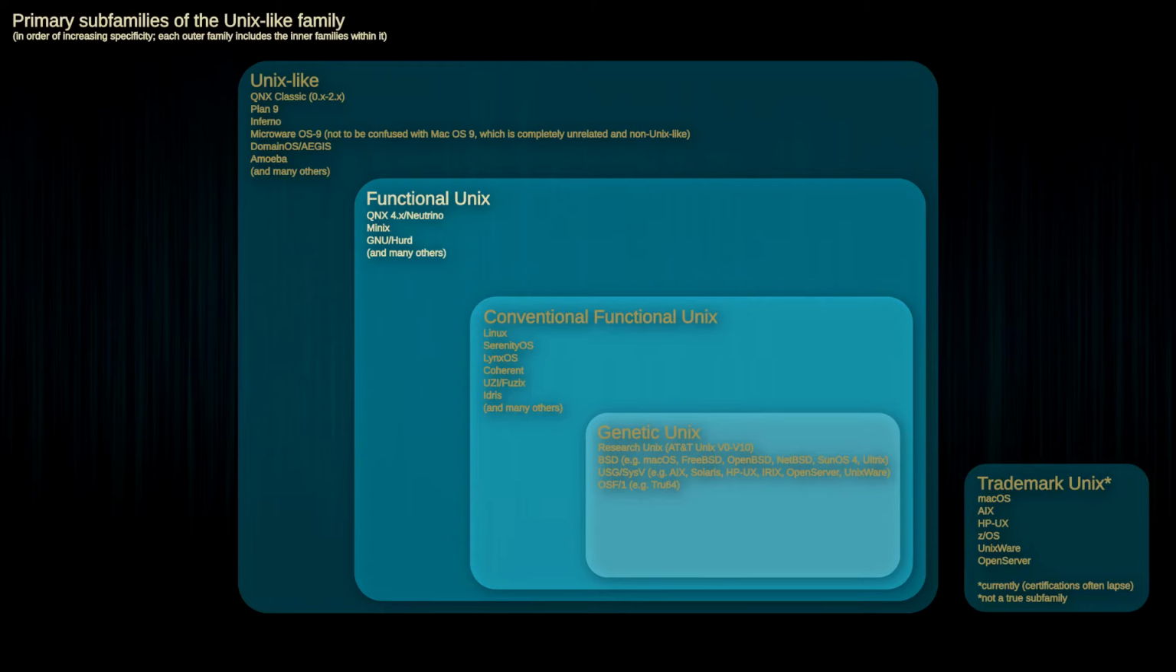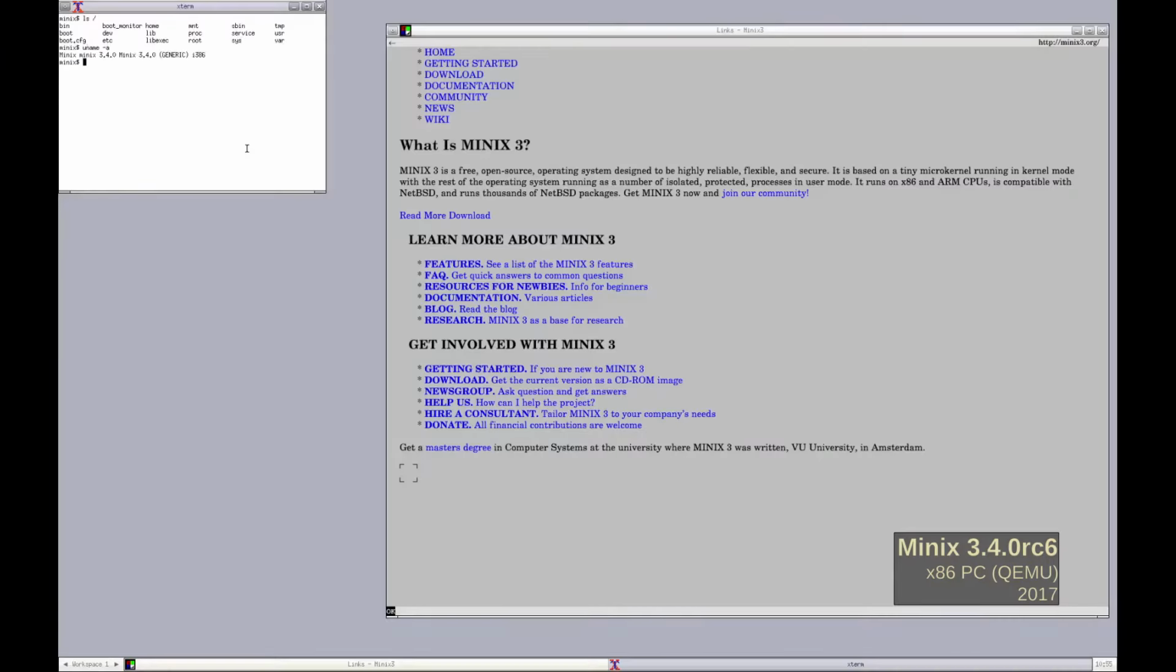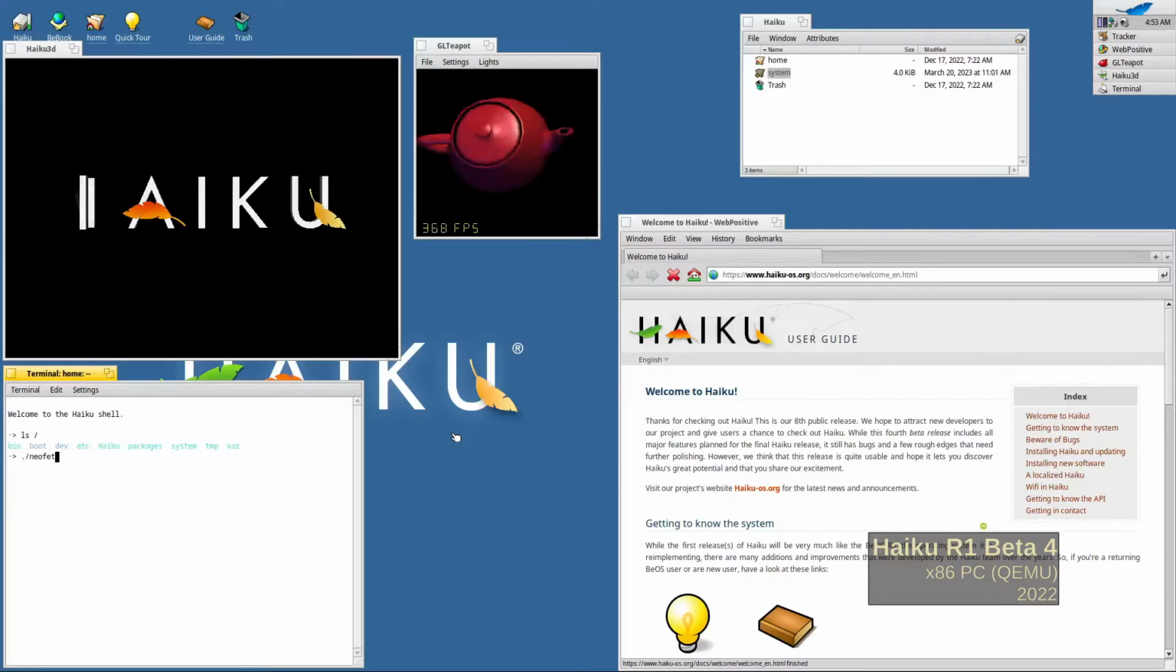The next subfamily out from conventional Unix is functional Unix in general. In addition to conventional Unix, this includes OSs that have significantly different architectures, but still have a primary environment that is highly compatible with conventional Unix in terms of API and shell commands. Usually when I talk about Unix without any qualifiers, I tend to mean functional Unix, since this is usually the most relevant subfamily when it comes to use and application development. Notable examples of such systems include QNX 4 and later, Minix, and GNU Hurd.